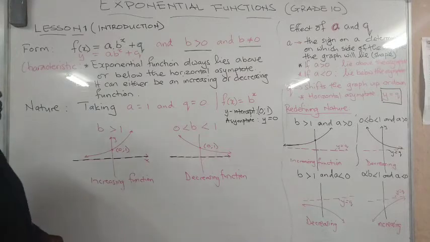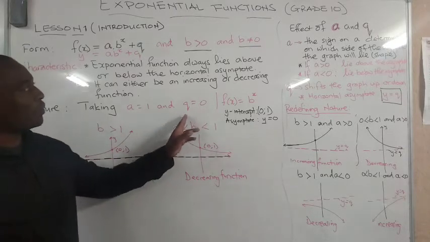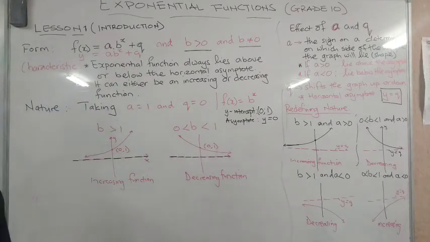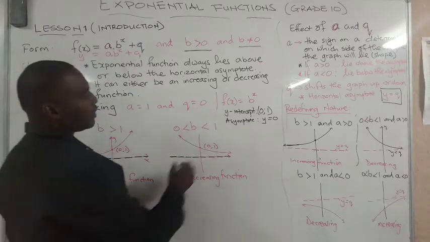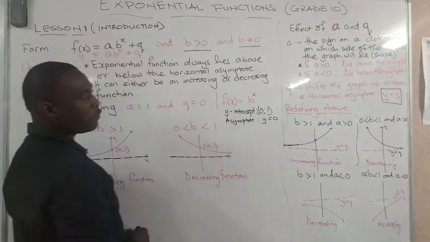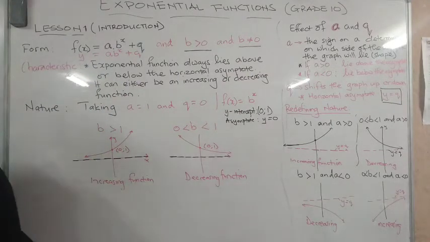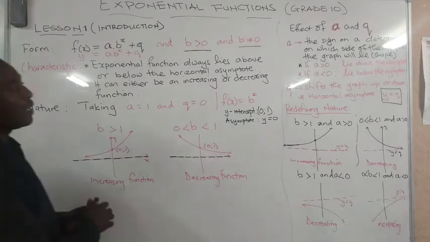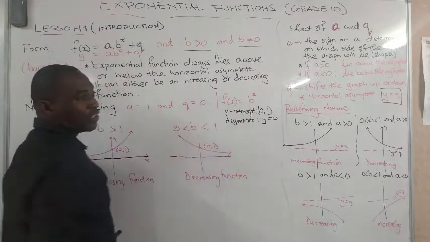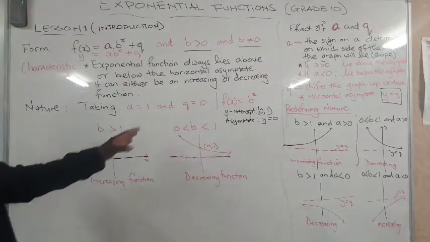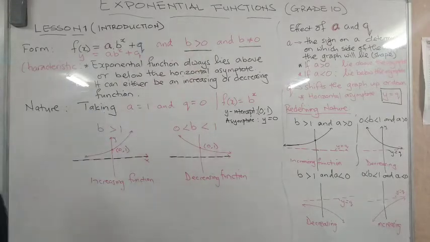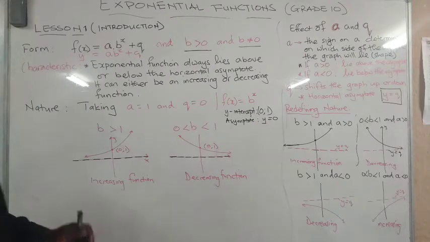Let's take a being equal to 1 and q being equal to 0. So that means we are reducing our function to f of x is equal to b to the power x. So we will notice that we only need to consider the conditions on b, and we have said b should be greater than 0 and b should not be equal to 0.